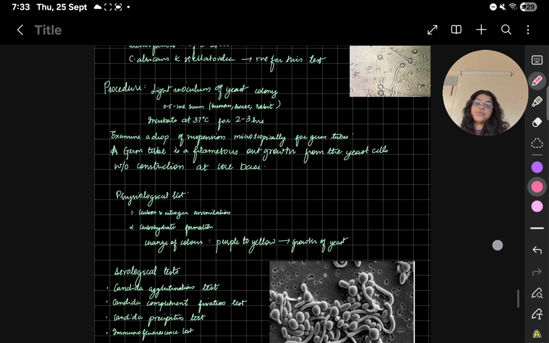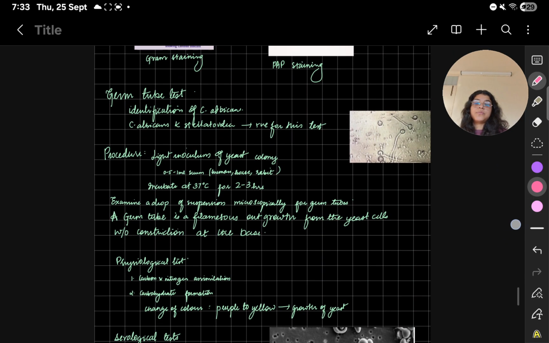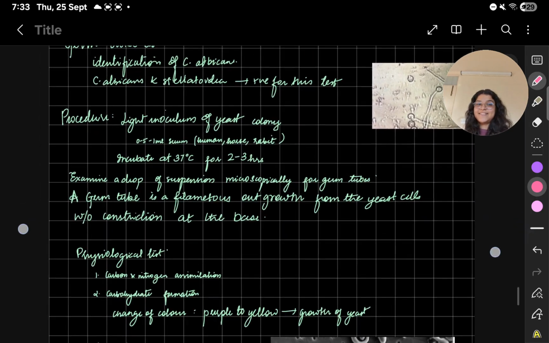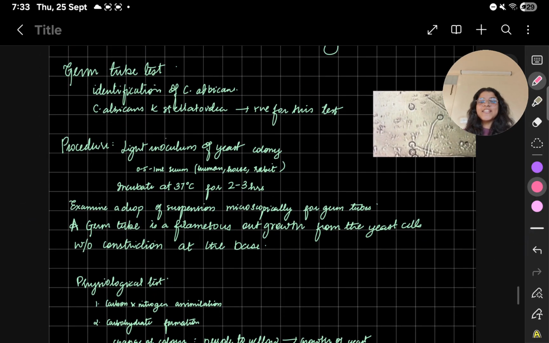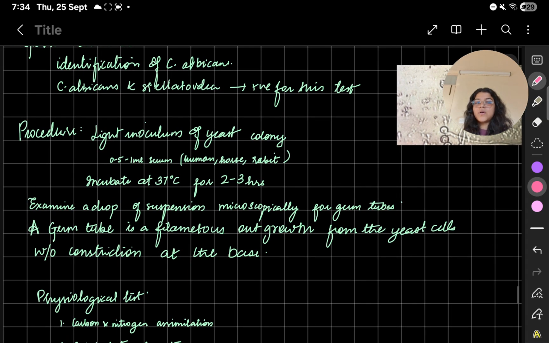Now we come to the germ tube test, which is very, very important. After this, it's done. The germ tube test is for identification of Candida albicans and Candida stellatoidea, which are positive for this test.